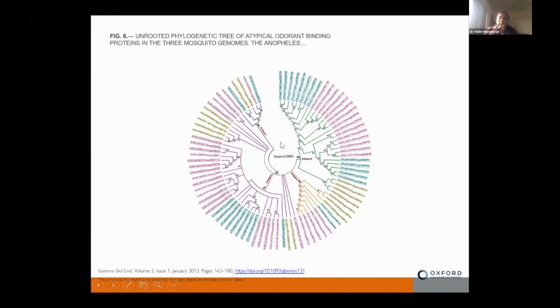So we did this for all the classic OBPs, minus C OBPs, plus C OBPs, and atypical OBPs. And we were able to characterize them into different subgroups, type 1, 2, 3, and 4. And interestingly, when we did ligand binding analysis, we were able to associate different odorant molecules that specifically bind to these different subfamilies as well.